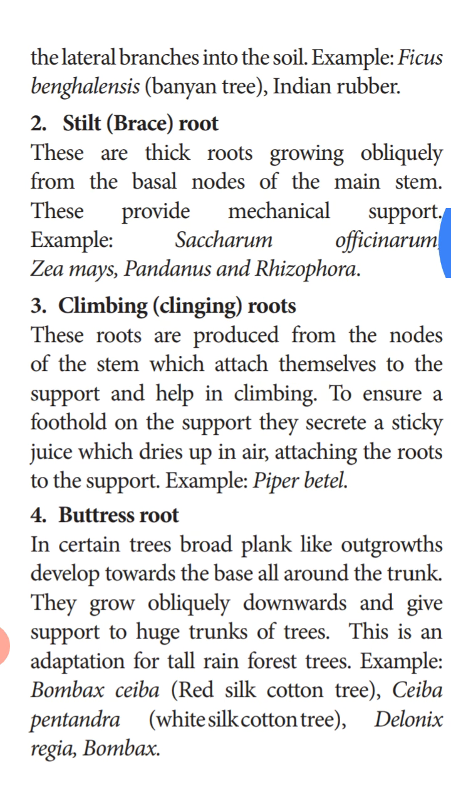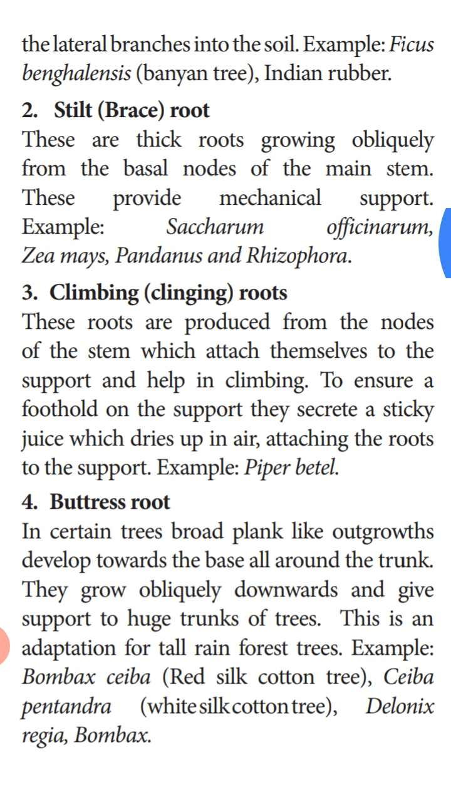Next is the stilt or brace root. These are the thick roots growing obliquely from the basal nodes of the main stem. They provide mechanical support. This you might have seen in the rice, as well as in the sugarcane. Here, from the lowest node, which is near to the soil, some obliquely or slantingly growing roots are observed from the nodal region of the stem.